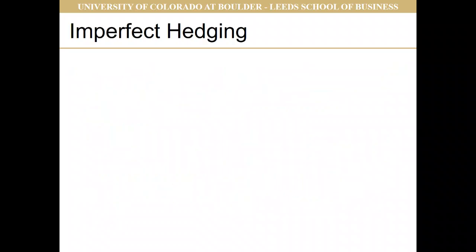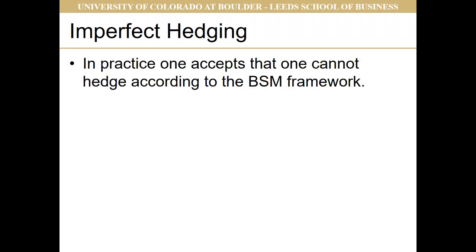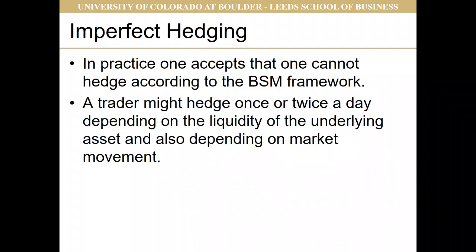Now, if we're in an imperfect world, so we're not hedging perfectly, then this doesn't quite work. If we can't hedge according to the Black-Scholes-Merton framework, which is certainly true, we might not be able to hedge continuously. We might not be able to buy fractions of shares, that sort of thing. Then we accept that this isn't going to work as well as we would like. So for example, a trader might hedge once or twice a day, depending on the asset and depending on how much the market moves.